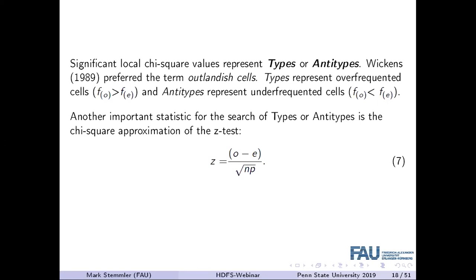Next to the local chi-square, I prefer to use the chi-square approximation of the z-test, and here's the formula. Later on, I will show you the R package. There are even many more statistics mentioned, but for this session, we will only look at the z value.